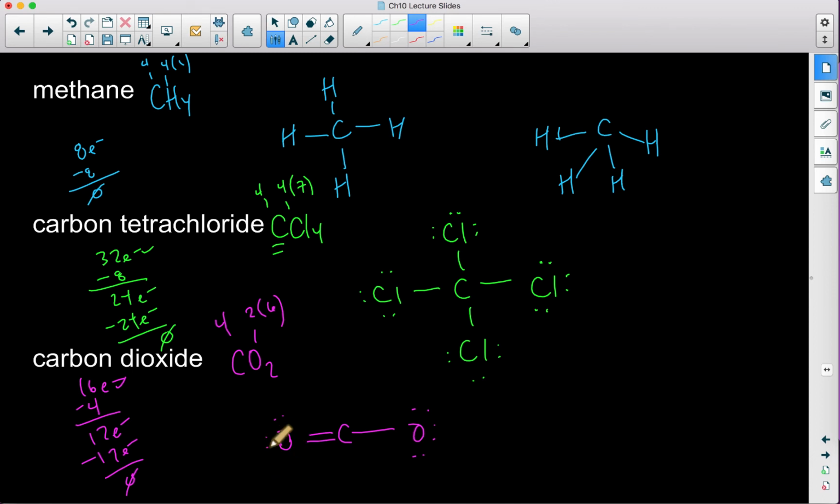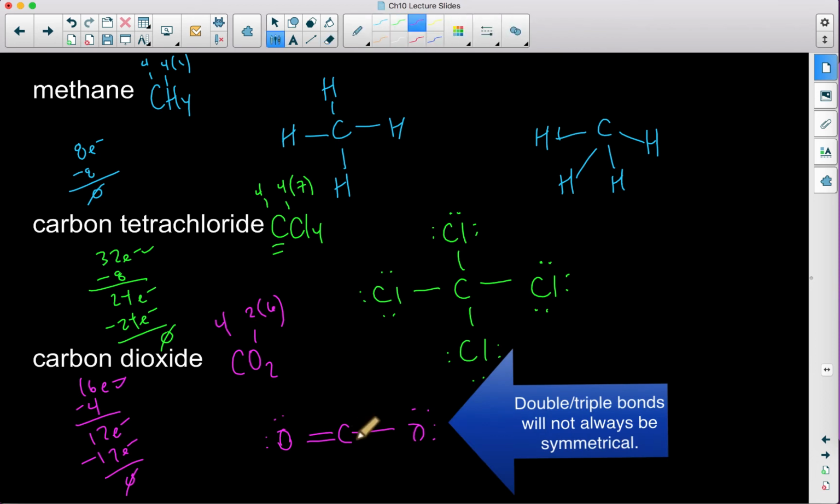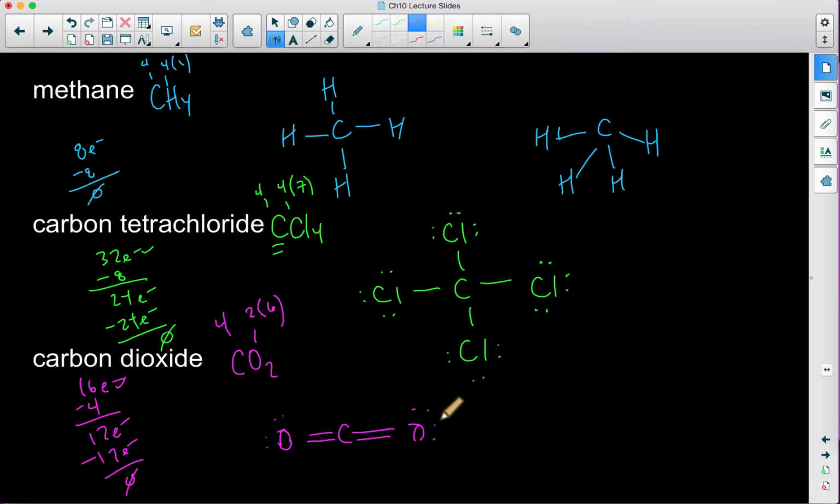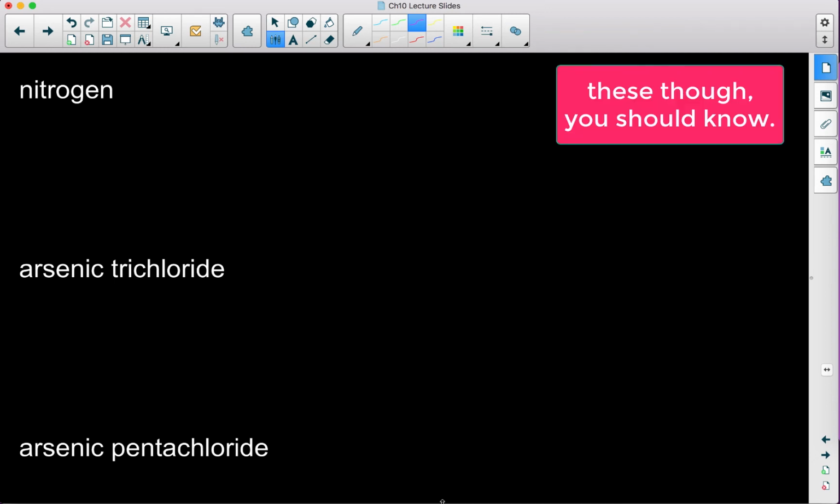So now this oxygen has 2, 4, 6, 8. This carbon now has 2, 4, 6. What seems like a good solution next? Right, let's go ahead and redistribute one of these pairs. Now, 2, 4, 6, 8 for oxygen, 2, 4, 6, 8 for this oxygen, 2, 4, 6, 8 for carbon. We do meet our criteria, yes? All right. Next up, nitrogen.